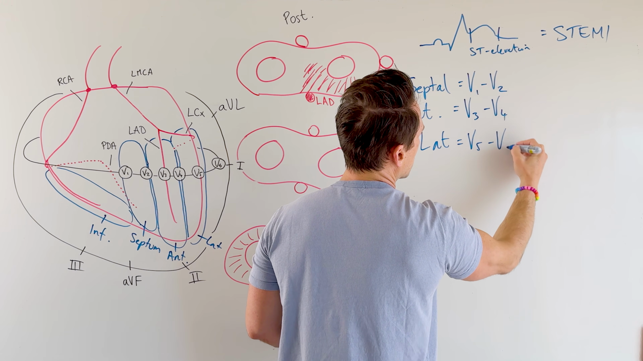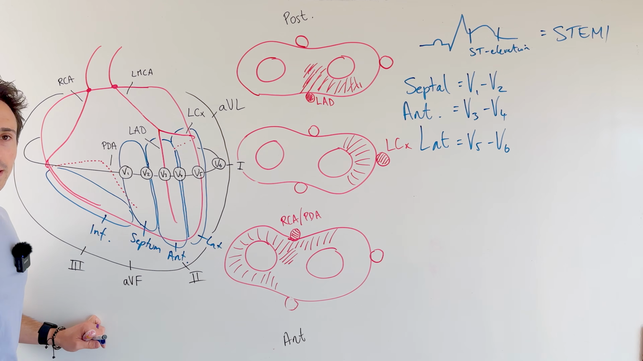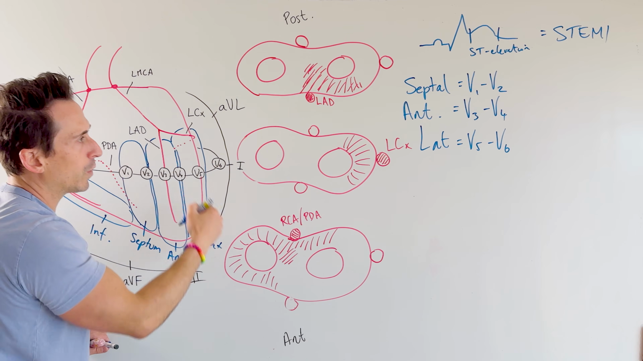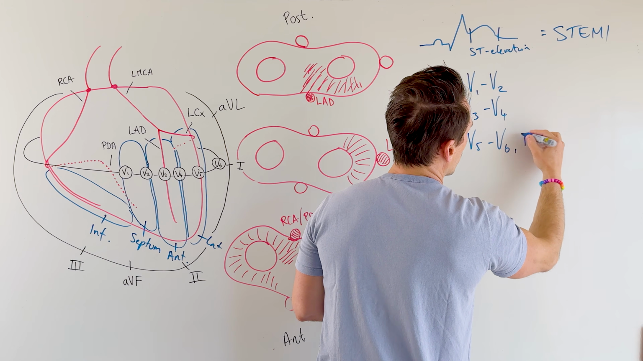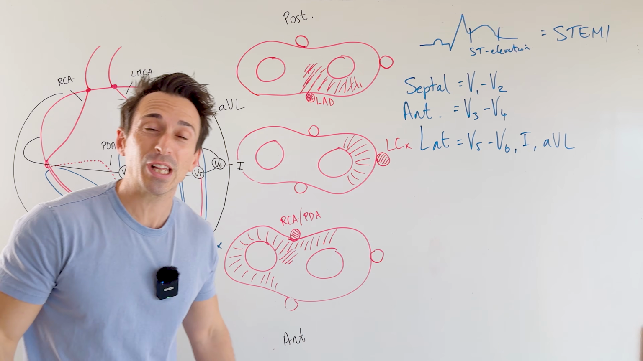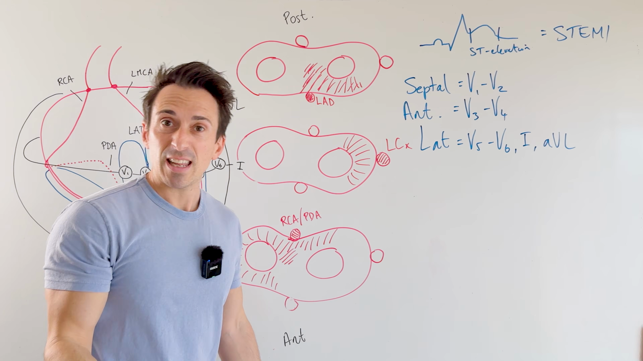V5, V6. Now let's keep our eyes on lateral. Is that the only thing that looks at that side of the heart? No, we've got lead 1 and AVL as well. So you can argue that lead 1 and AVL is giving you a view of an anterior lateral. So all these are anterior lateral STEMI.